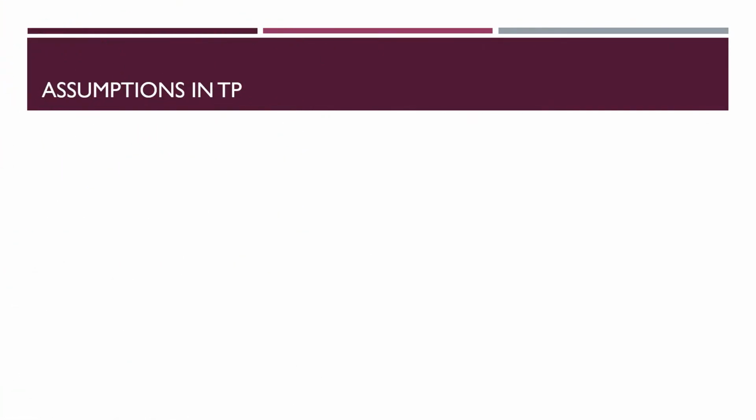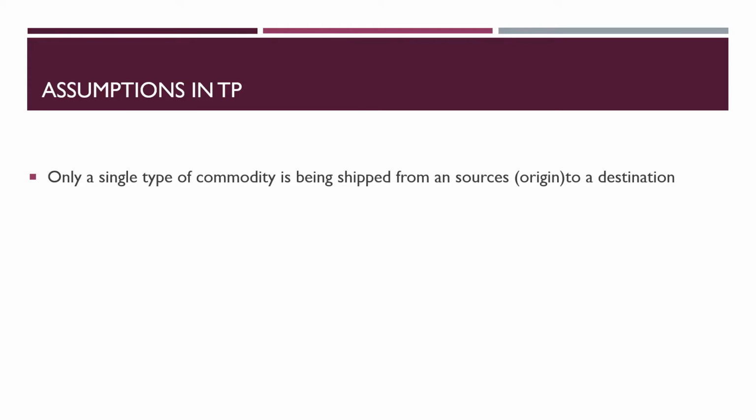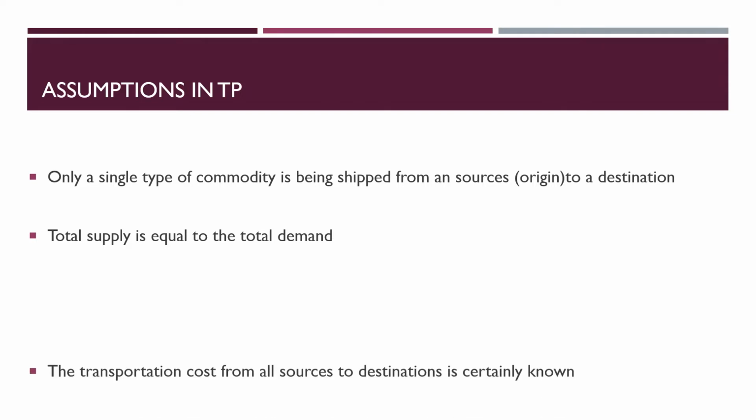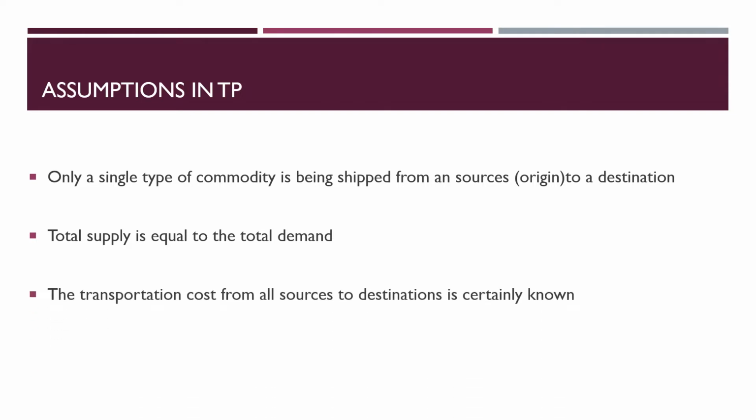Now let's look at the assumptions in transportation problem. Here we are only considering a single type of commodity and the total supply is always equal to the demand. The third one is we know for sure what is the transportation cost. And finally, objective of this transportation problem is to minimize the total cost.